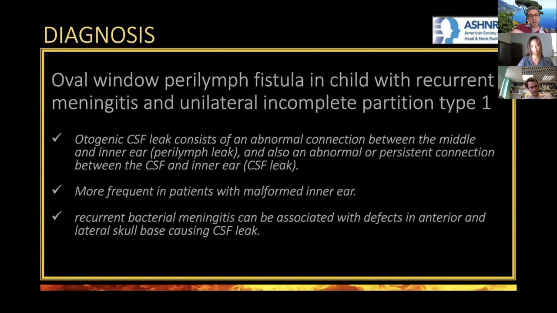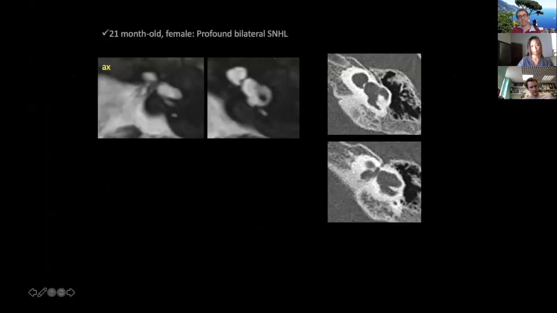And we have the CSF leak, which is more frequent in patients with malformed inner ear, and recurrent bacterial meningitis can be associated with a defect in the skull base, in the anterior lateral skull base, causing CSF leak. So if you have recurrent meningitis and a diagnosis of unilateral malformation of the inner ear, think of a CSF leak. This is another case just to show you the typical appearance of incomplete partition type 1.